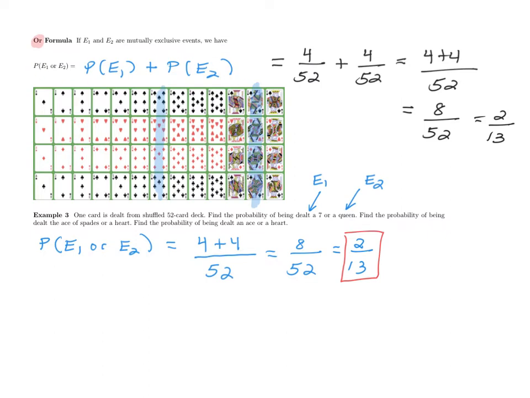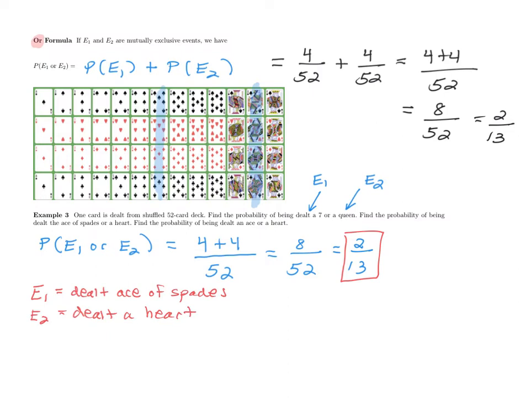All right, let's try this again. There's another part. It says find the probability of being dealt the ace of spades and a heart. Okay, so I'll use an E1 and an E2. I'll use a different color here. So say E1 is being dealt the ace of spades, and E2 is being dealt a heart.